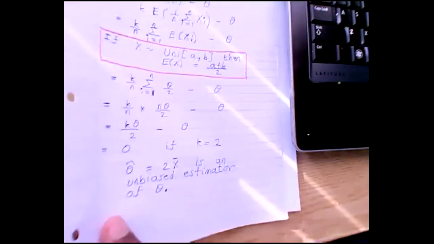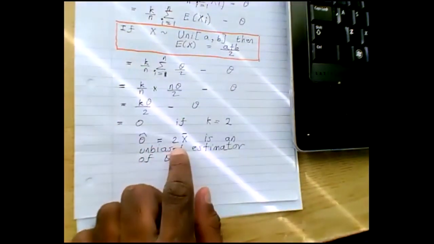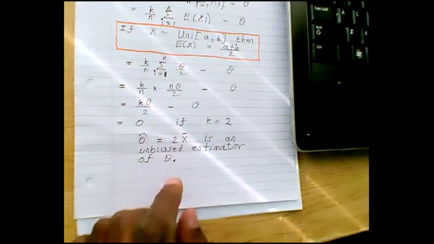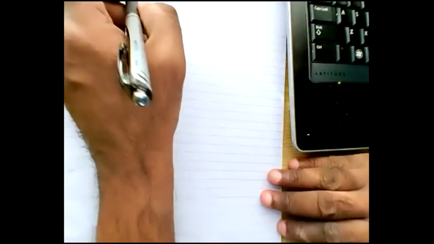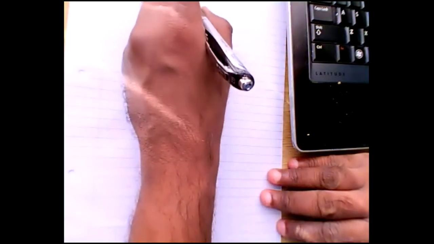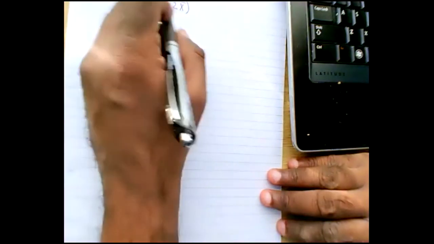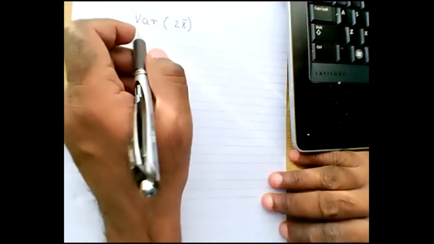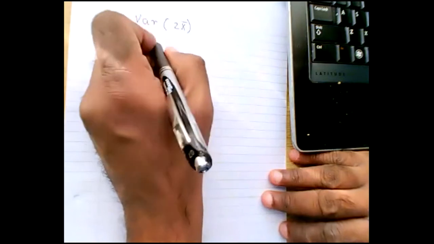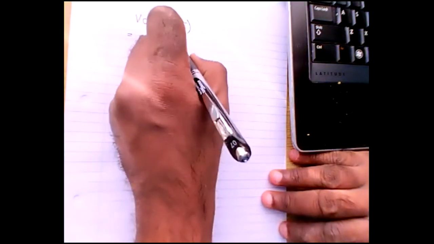Okay. The second part of the question is to find the variance of theta hat. So I'm going to find the variance of 2 times x bar in the next part of question 9. This is still question 9. I'm going to find the variance of theta hat, which is 2 times x bar. Now, if you pull the 2 outside the brackets, it becomes 4 times the variance of x bar.